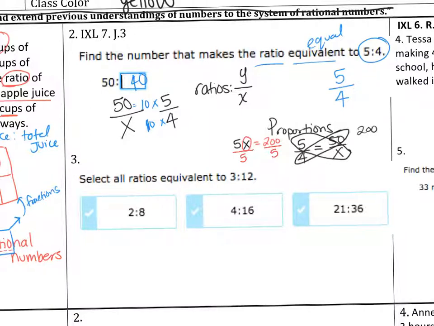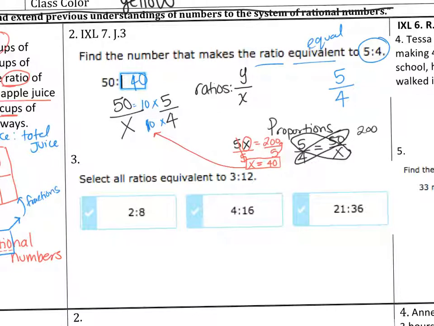6th graders know 5 over 5 is just one whole. Instead of writing 1x, I just write x, because in front of x, there's always an invisible 1 anyways. 5 goes into 200 40 times. And that's what I got over here.